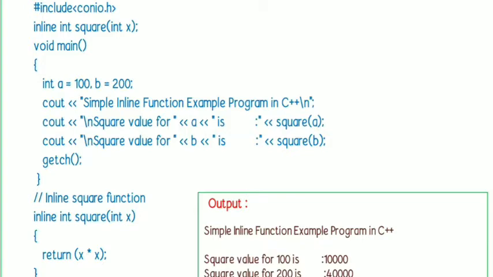So what does this function do? Here we are giving a value x. x is an argument passed to this function square, and the function is returning x into x. So when we call square of x, it will do x into x. When we call this square function within our main function, square of a will do a into a, and square of b will do b into b.